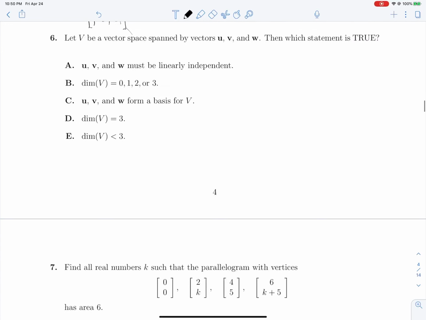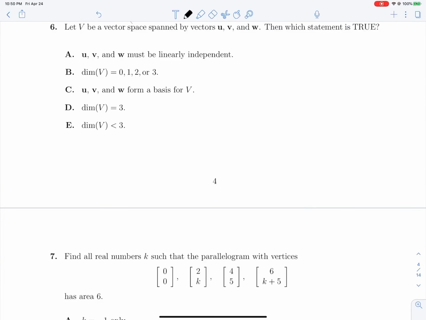Yeah, sorry about that. Question 6: let V be a vector space spanned by these three vectors. Which statement is true? Okay, so A: U, V, and W must be linearly independent. That's not necessarily true. Let's say that our space is R2 and U is (1, 0), V is (0, 1). The vectors still span the set no matter what this third vector is equal to. So they don't have to be linearly independent. By definition, if we're trying to span R2 with three vectors, they won't be linearly independent, but still they will span the set, and that's the only thing that we care about.